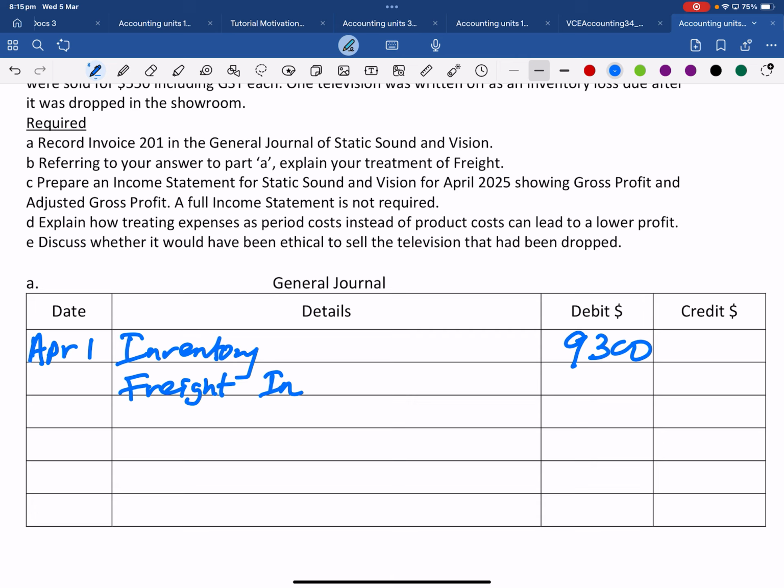Depends. Product cost or period cost? I'll ask everyone. What do you think? Freight out, is it a product cost, period cost? Depends. Depends. Product. Neither.